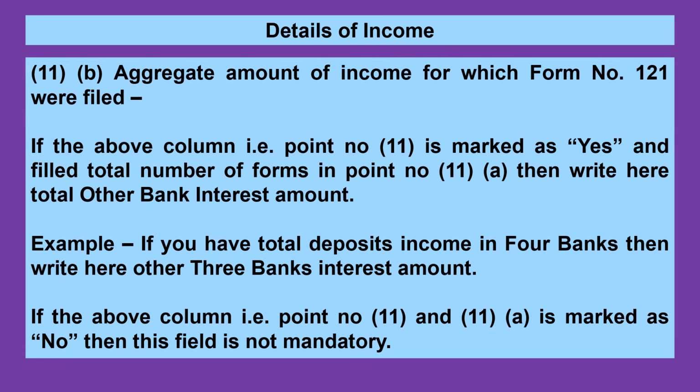Point number 11B, aggregate amount of income for which Form number 121 were filed. If point number 11 is marked as yes, and you filled the total number of forms in point number 11A, then write here the total other bank interest amount. Example, if you have deposits income in 4 banks, then write here the other 3 banks' interest amount, other than Bank of India's interest amount. If point number 11 and point number 11A are marked as no, then this field is not mandatory.